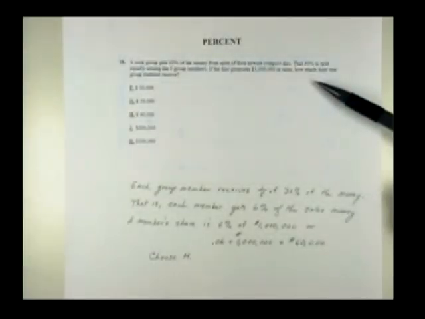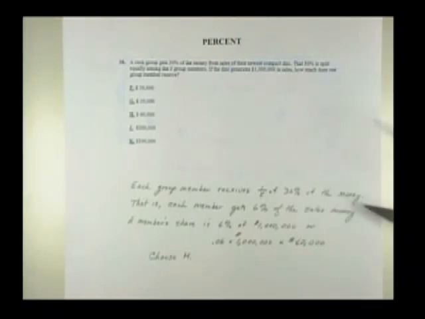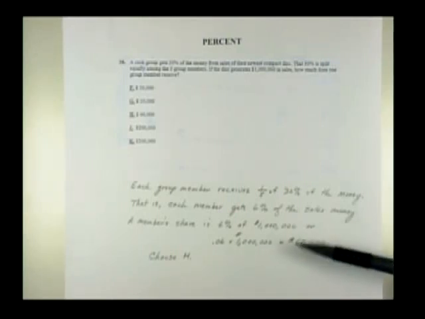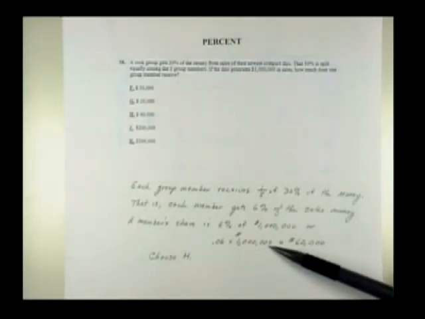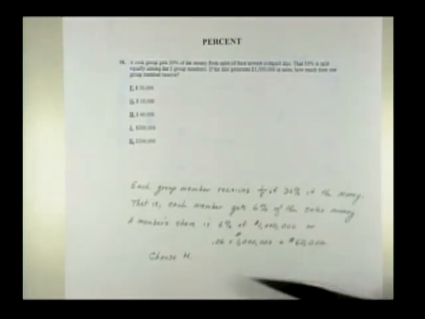A rock group gets 30% of the money from sales of their new compact disc. That 30% is split equally among the 5 group members. If the disc generates $1 million in sales, how much does one member of the group receive? Each group member receives 1/5 of 30% of the money. That is, each member gets 6% of the sales money. A member's share is 6% of $1 million, or 6/100 multiplied by $1 million equals $60,000. Choose H.